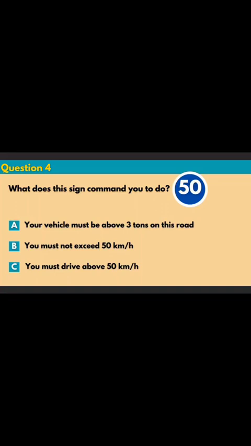So A, your vehicle must be above 3 tons on this road. B, you must not exceed 50 kilometers an hour. Or C, you must drive above 50 kilometers an hour. Now the correct answer for this will be C, you must drive above 50 kilometers an hour.